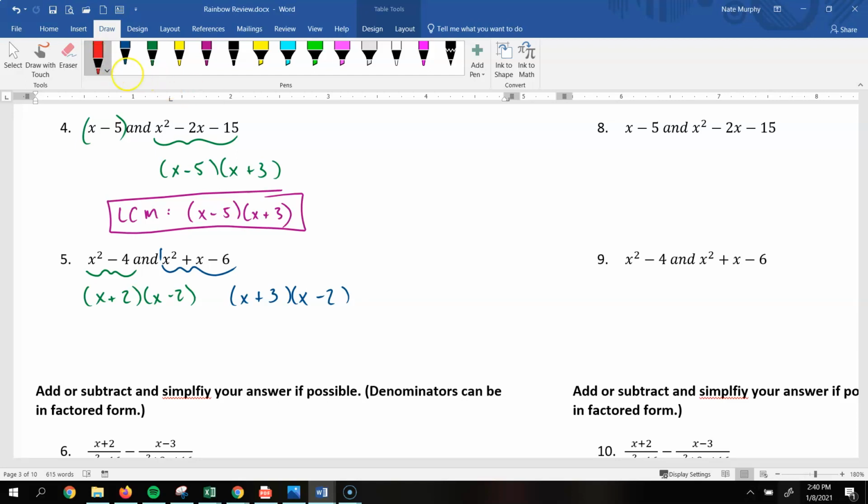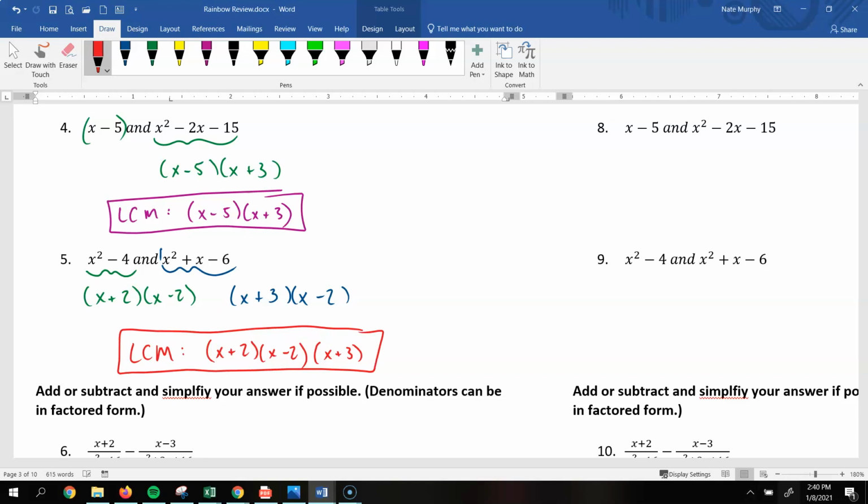So to find the LCM, I want to make sure that every factor is represented. So I'm going to start with that first set. So we have x plus 2 times x minus 2. I look at that for the second set. X minus 2 is already represented, so we don't have to represent it a second time. But x plus 3 needs to be represented, so I need to write that down. So again, the phrase I like to use is that every factor needs to be represented.